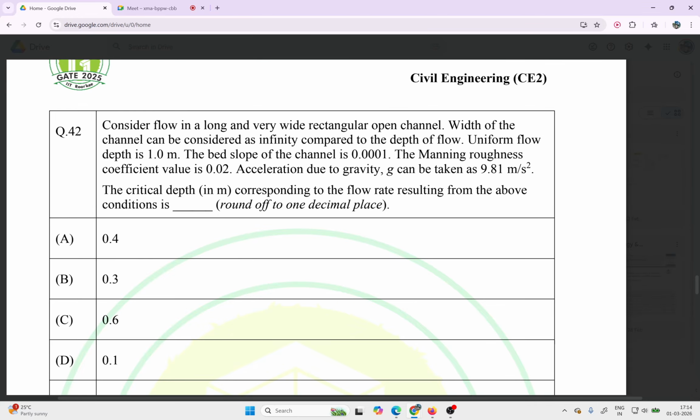So here you need to calculate the critical depth. So please just try to think and try to solve this question.